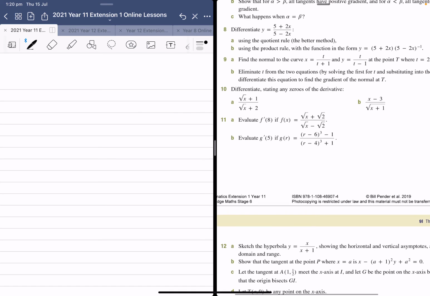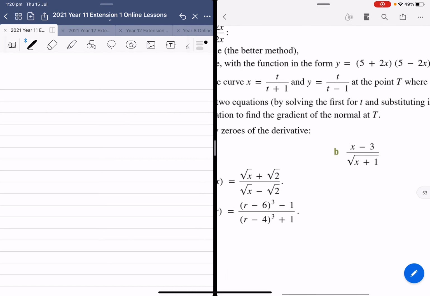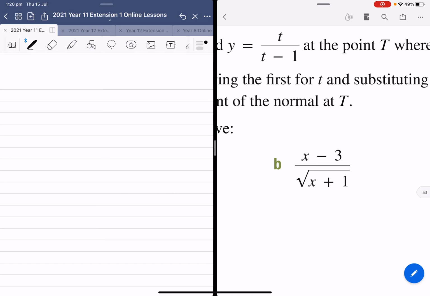I guess maybe we can do question 10b, okay? What happens if we have a square root on the denominator? So we've got y equals (x minus 3)... actually there's no y, so we're going to differentiate d over dx of (x minus 3) over the square root of x plus 1.